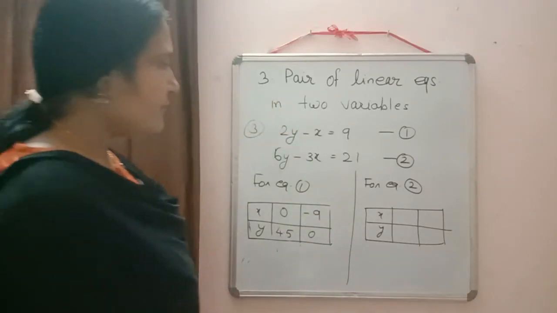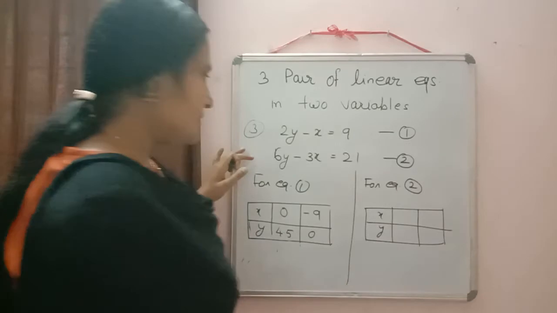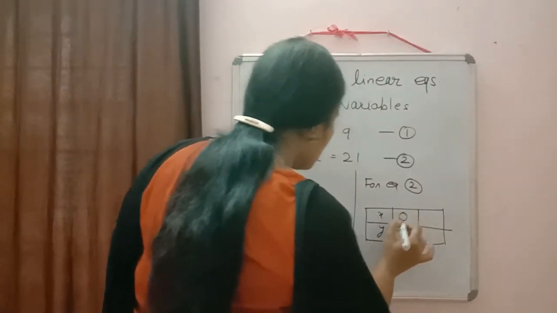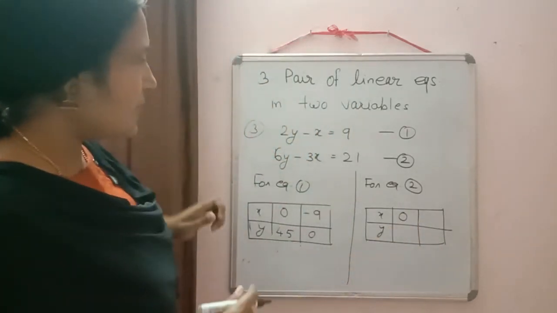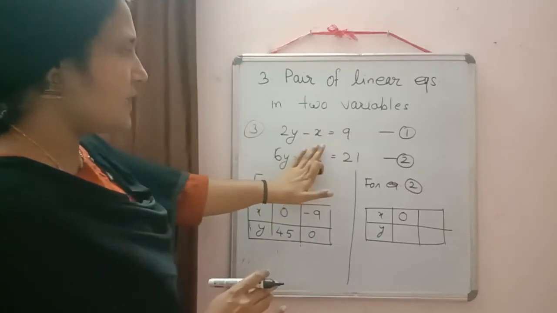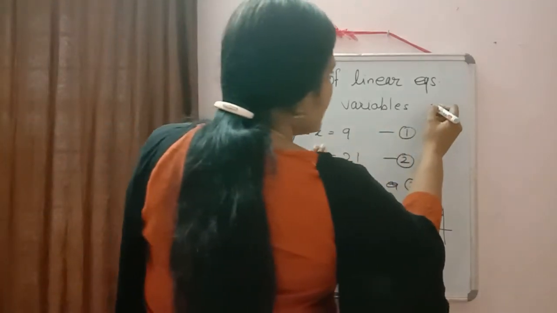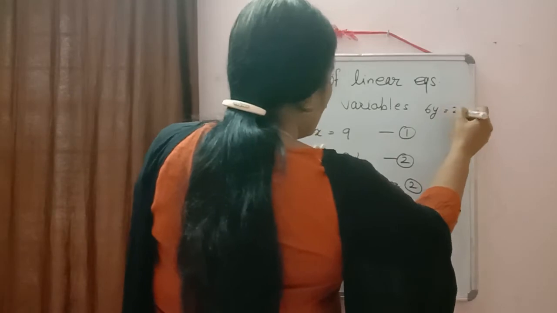Now similarly for the second equation, again substitute x is equal to 0. So if x is equal to 0, this term becomes 0. We are getting 6y is equal to 21.